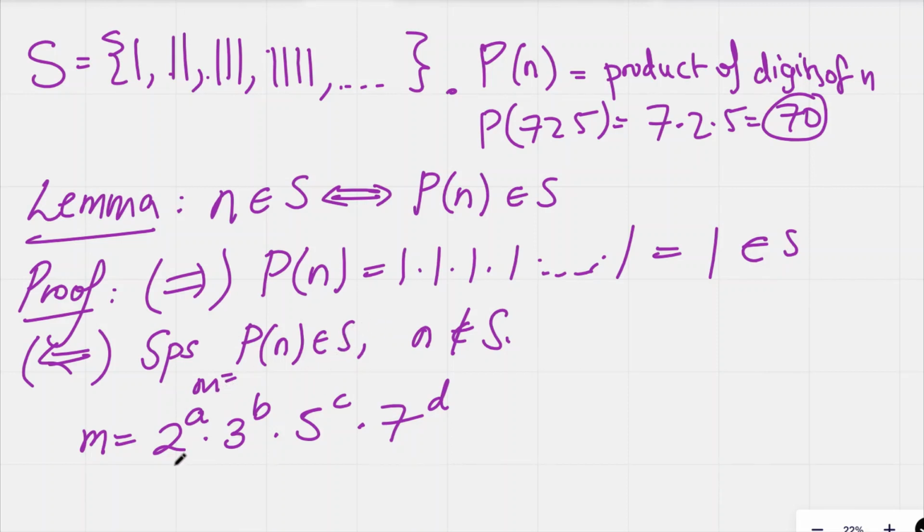So that tells me straight away that a has to be 0. Because if a is at least 1, then that means that my number m would be even. But you can clearly see that every number in S is odd. So this tells me that a equals 0.